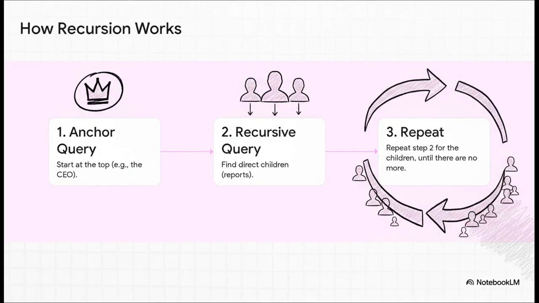Now, the word recursion can sound scary, but the logic is actually just 3 simple steps. First, you have an anchor query. This is your starting point. For us, it's the CEO, the one person with no manager. Second, you have the recursive part, which finds the next level down. So it finds the CEO's direct reports. And third, the database just repeats that second step over and over, finding the reports of the reports until it hits the bottom and there's no one left.